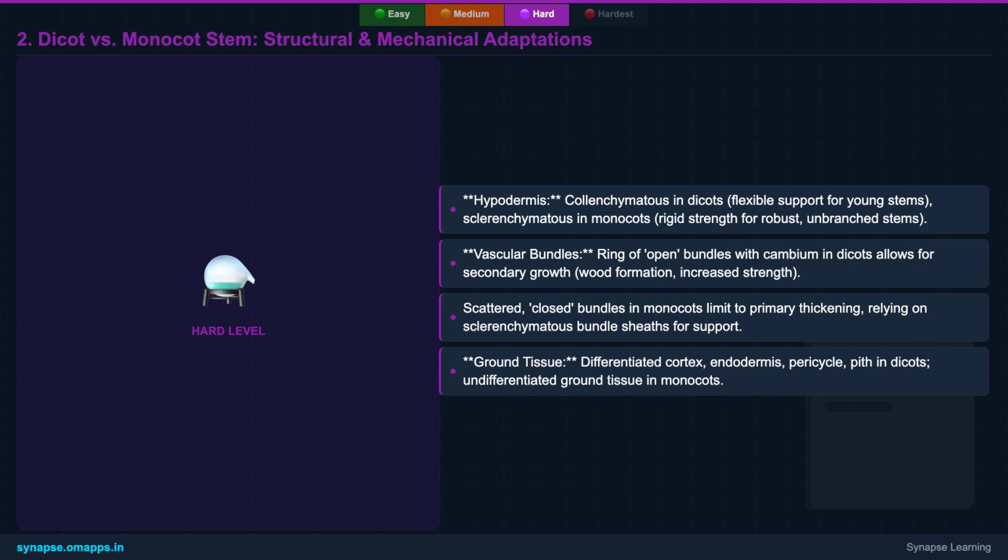The bulliform cells in monocots are a clever mechanism for water conservation, allowing leaves to roll inwards and reduce transpiration during stress. Overall, the organized continuity of dermal, ground, and vascular tissue systems from root to leaf ensures efficient resource transport, mechanical support, and protection, showcasing the remarkable integration of plant anatomy.